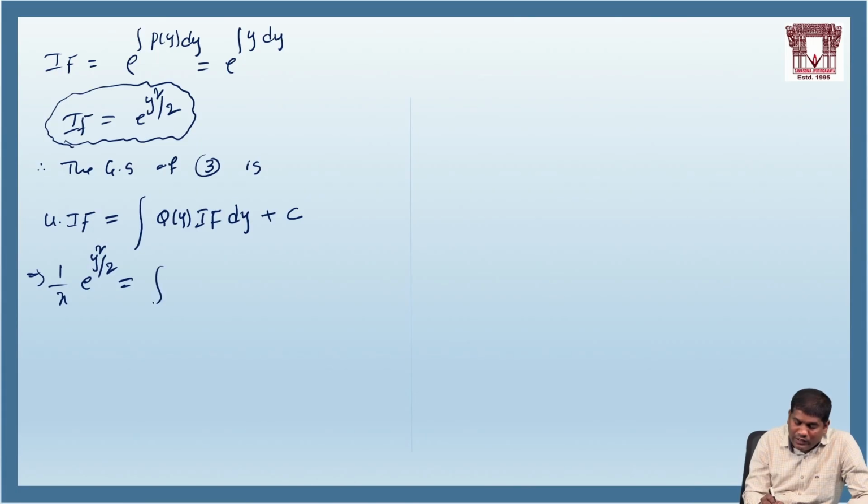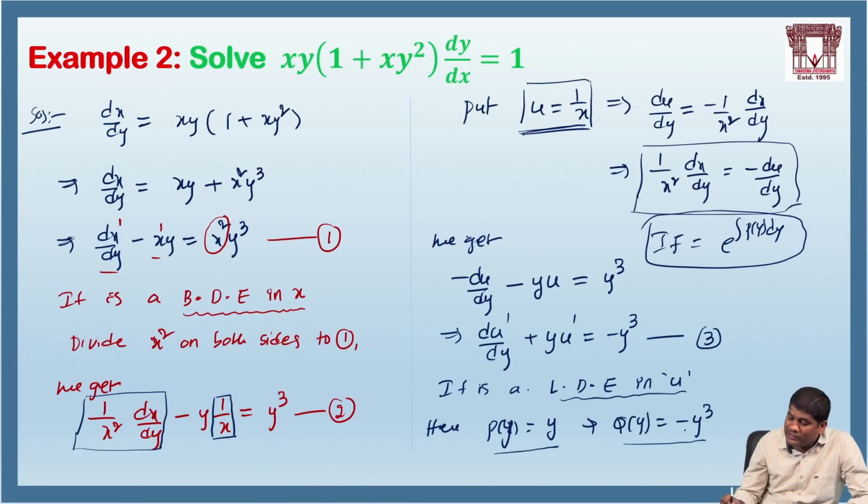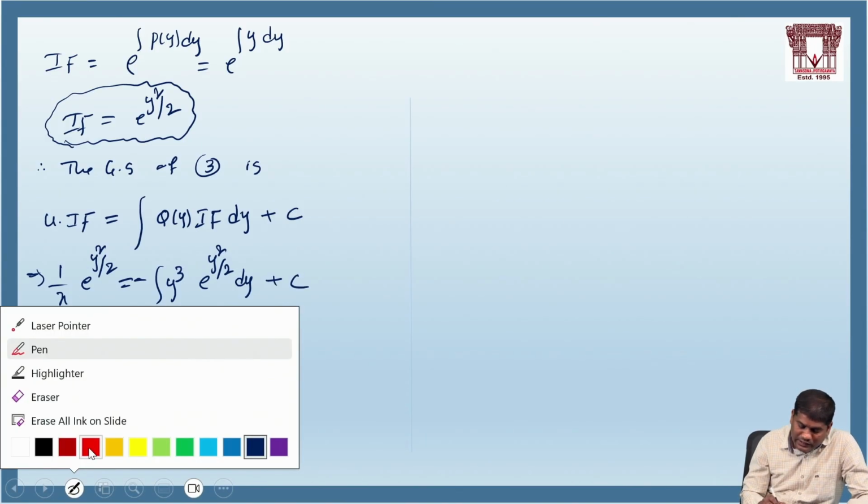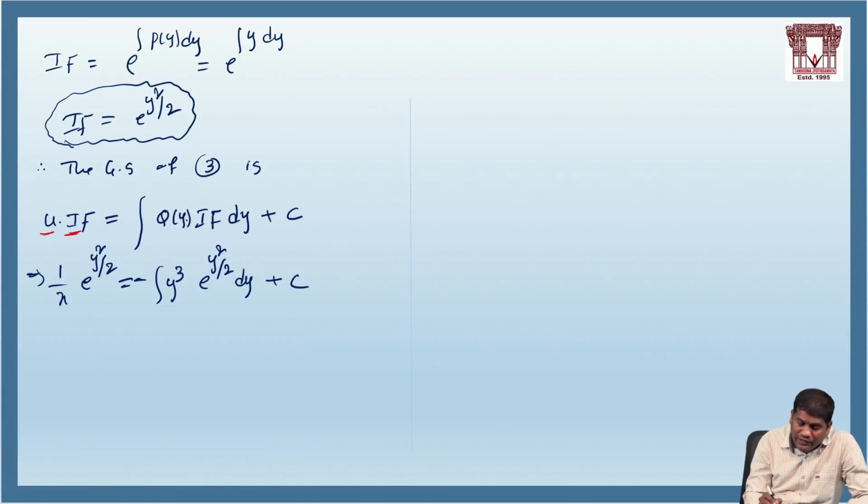is equal to integral the right hand side of the function is minus y cube into integrating factor e to the power y square divided by 2 into dy plus c. We have substituted these three quantities: u, its integrating factor, q of y. Now we have to evaluate this integral, then we can get the required solution to the given differential equation.